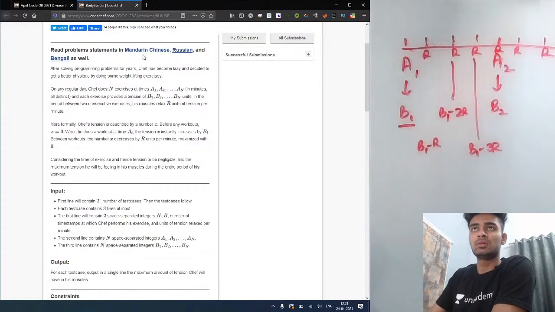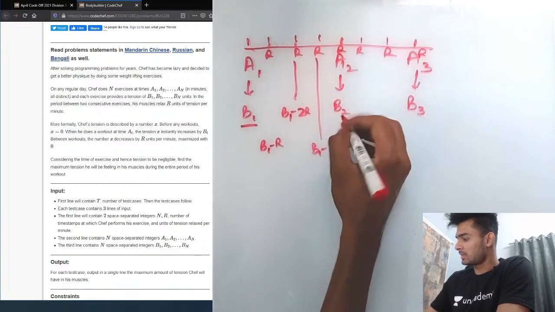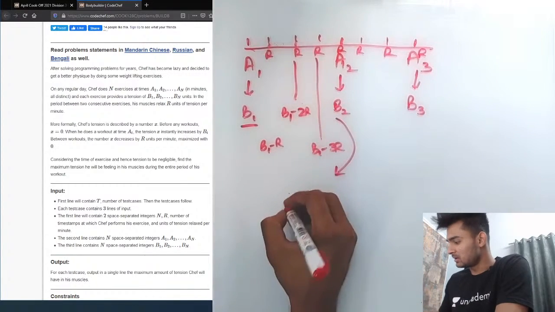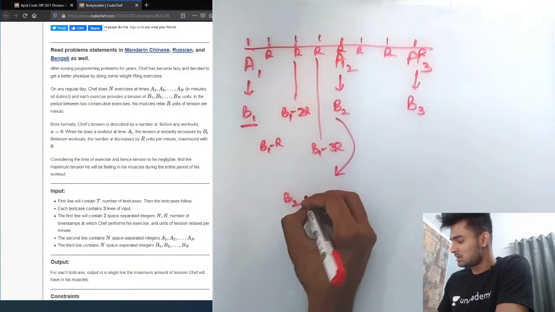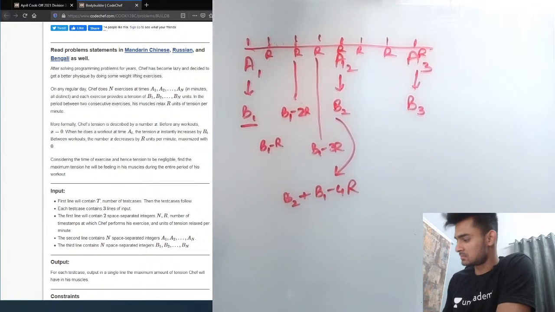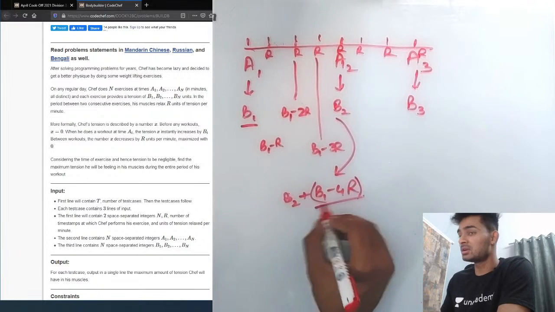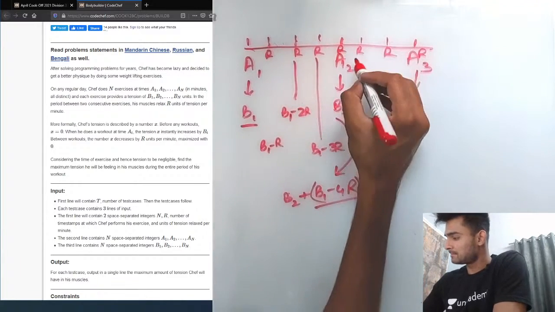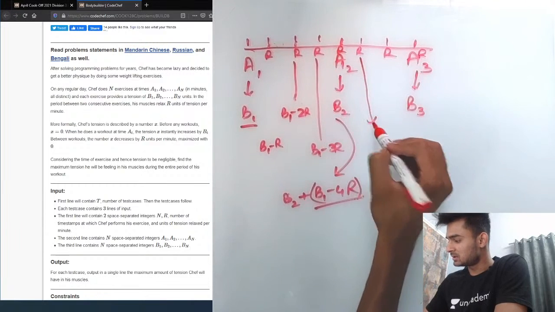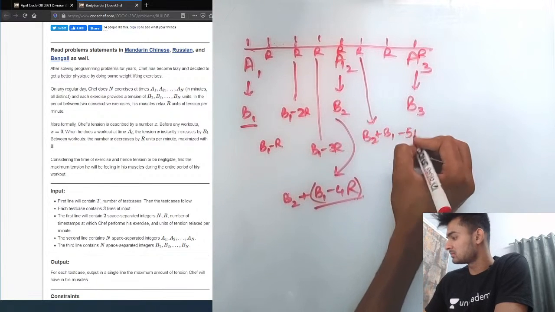The board is not visible fully. I hope this is visible now. Now, at this point, the tension is going to be B2 plus B1 minus 4R. And we are going to see if this is positive or not. If this is negative, we remove this. Then, similarly, at this particular position, the tension is going to be B2 plus B1 minus 5R.